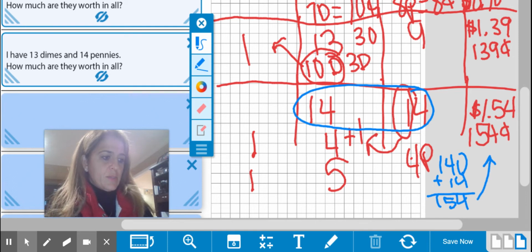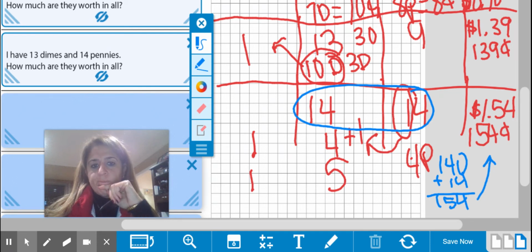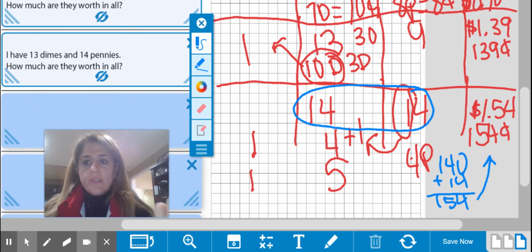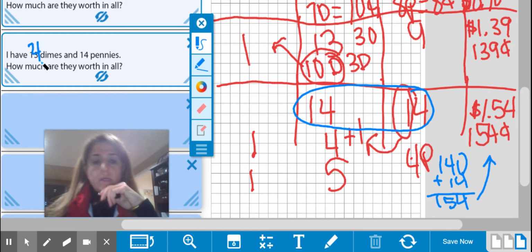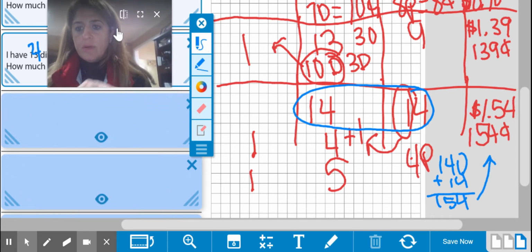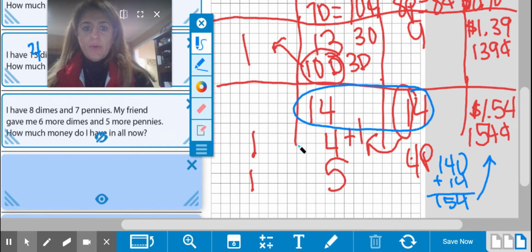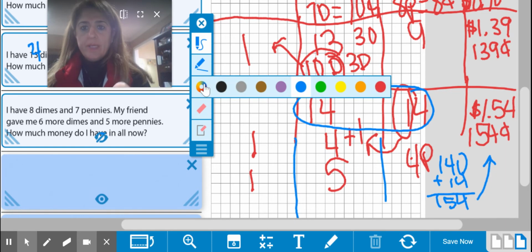Okay, let's take a look at the next one. In this one I gave you 13 dimes, but it's okay. 14 dimes, 14 pennies. I'm just going to change it right there. Okay, so that's still 154. Now let's take a look at the next one. Move this over, open this up, and all right. Let me put a line underneath.